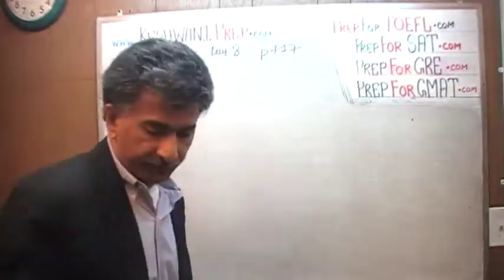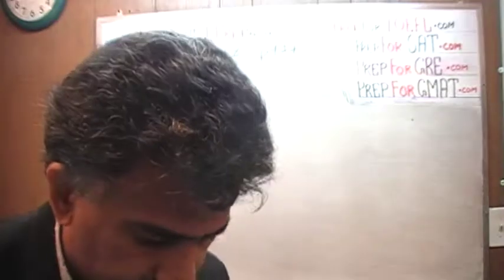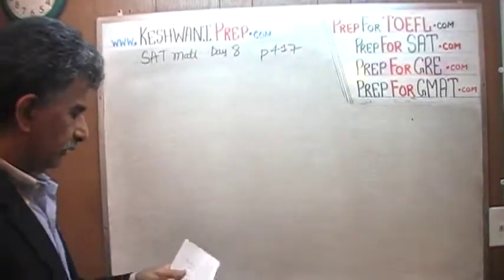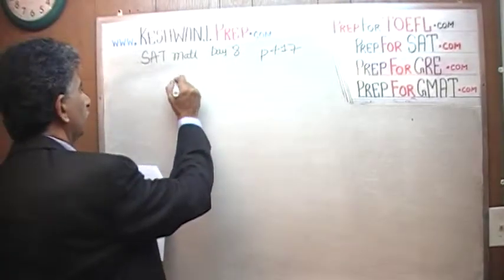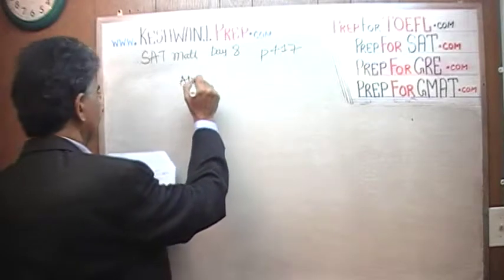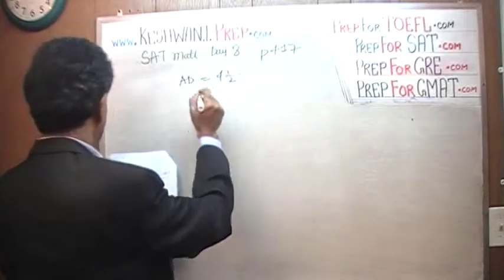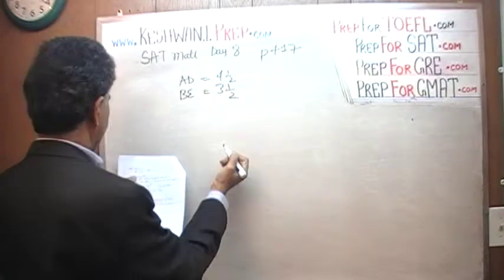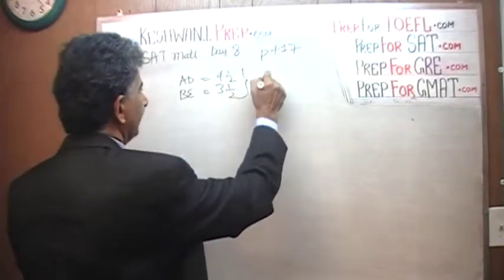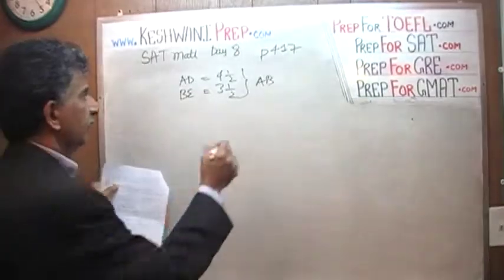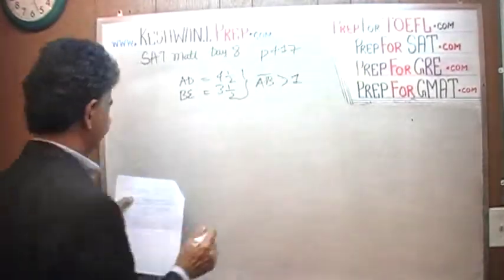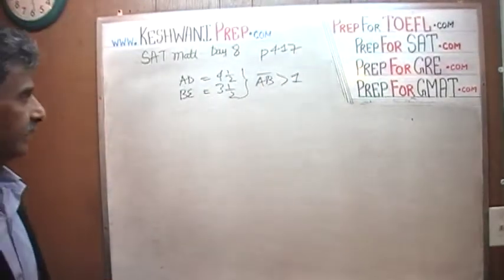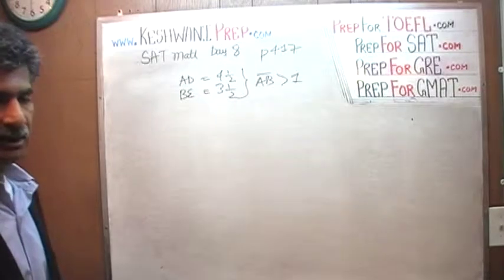Which is not a lot of fun because they're not asking for it. They're not asking for it, but we're going to do it anyway. A to D, we are told, is 4.5. We are also told that B to E is 3.5. That implies that A to B, whatever it is, has to be more than 1. Why does that imply that A to B has to be more than 1?